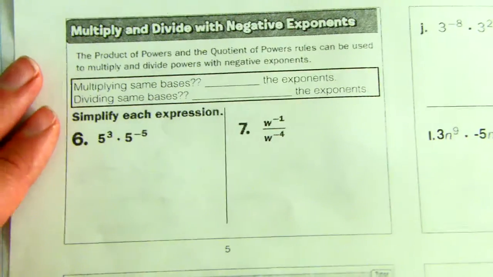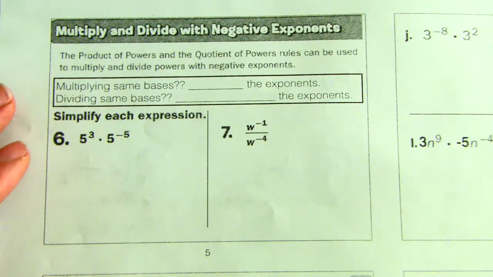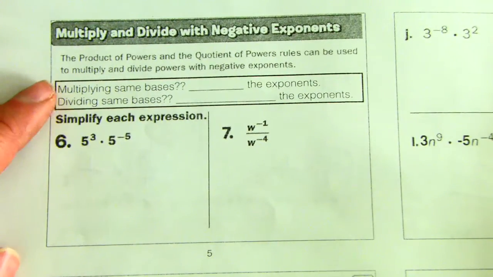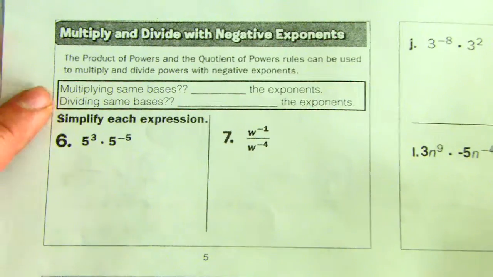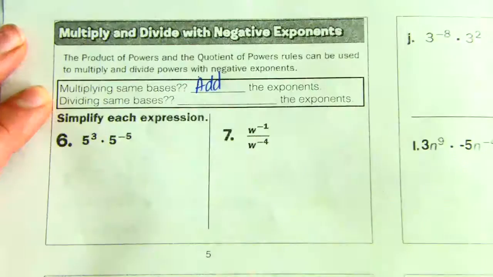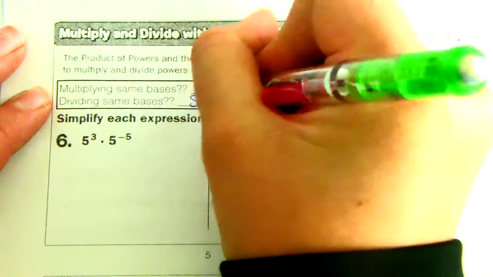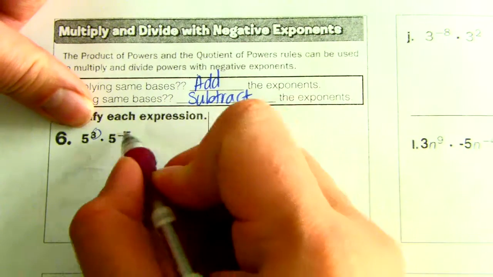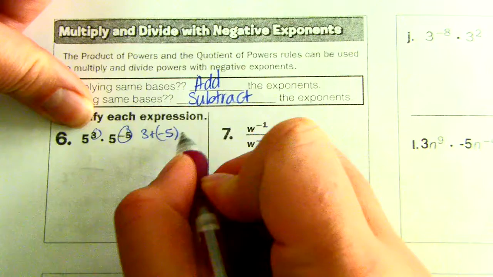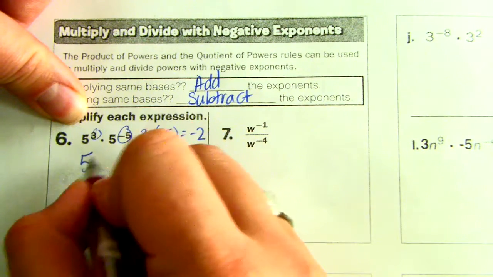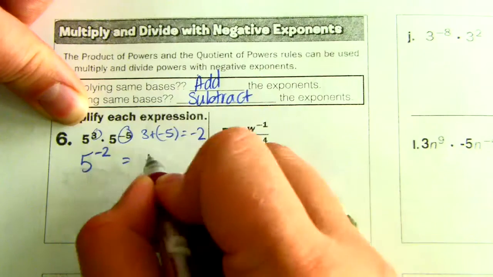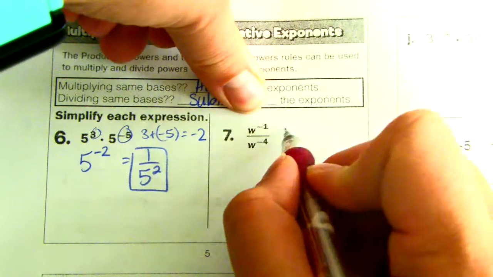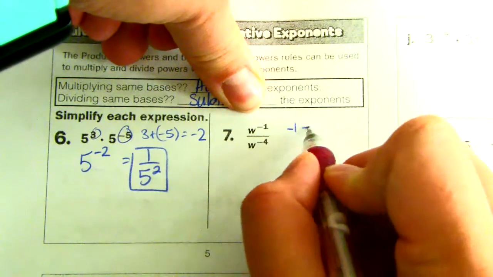Moving on to slide 5, we can actually use our rules that we learned about bases with negative numbers. So the product of powers and the quotient of powers rule still can be used to multiply and divide. If we multiply same bases, we add the exponents. If you divide the same bases, we subtract the exponents. So those tricks are still going to help us right here. So 3 plus negative 5 is negative 2. So this will be 5 to the negative 2. We can rewrite that. It's a negative, so we'll put it in the denominator.